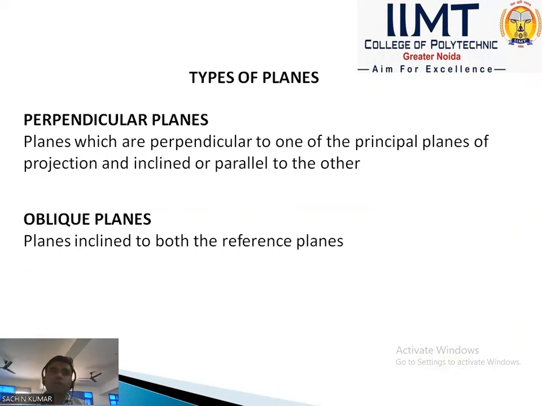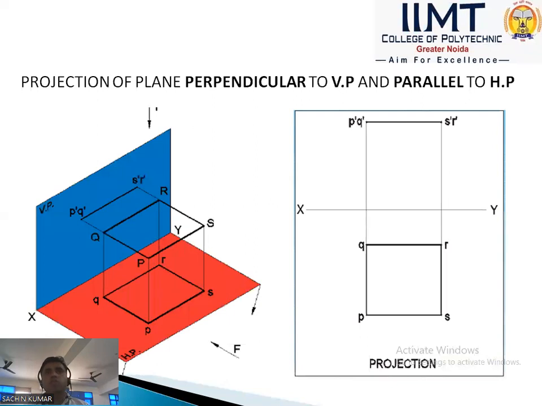What is a perpendicular plane? A plane which is perpendicular to one principal plane of projection and parallel to the other. An oblique plane means inclined to HP and inclined to the other reference plane, the vertical plane. So first we categorize which type of plane is used in the question, if we take simple questions.